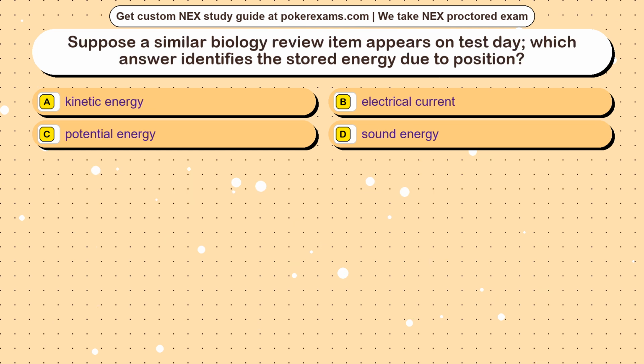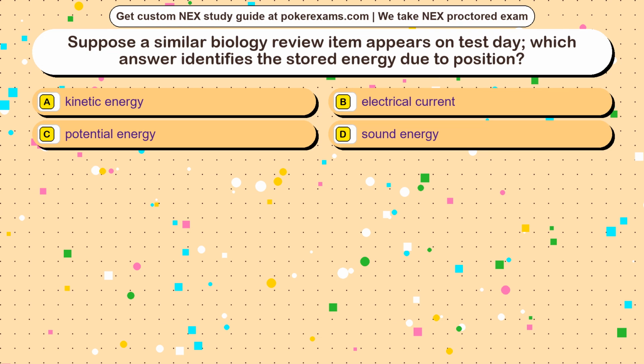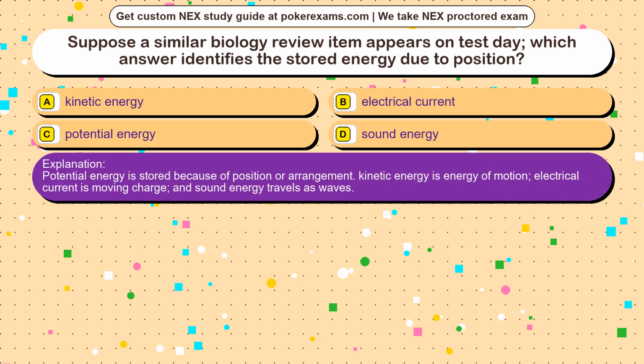Question 7. Suppose a similar biology review item appears on test day, which answer identifies the stored energy due to position? Option A, kinetic energy. Option B, electrical current. Option C, potential energy. Option D, sound energy. The correct answer is option C. Potential energy is stored because of position or arrangement. Kinetic energy is energy of motion, electrical current is moving charge, and sound energy travels as waves.